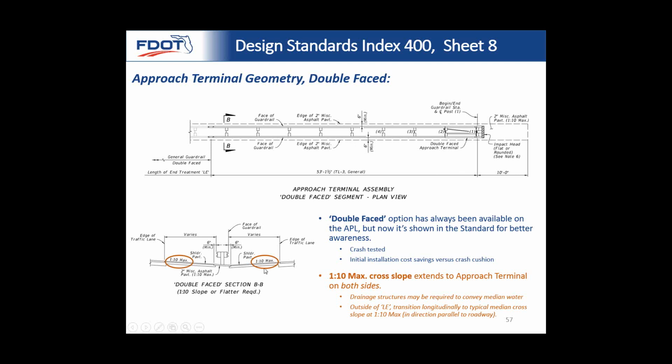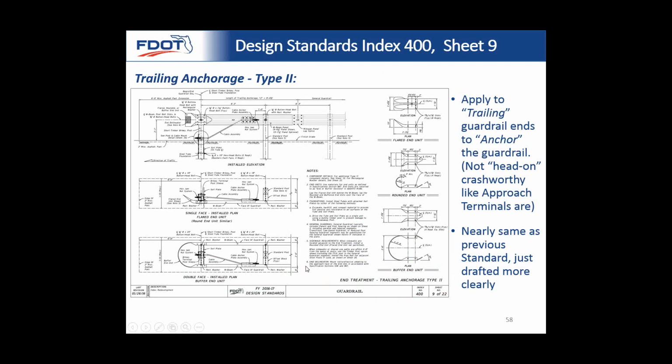Something that's new is regardless of whether you're on a median or not, you need 1 to 10 approaches on both sides because that's how it's crash tested. And to make that happen, you may not be able to have some steeper median slopes for drainage. You may have to have level terrain here and run your drainage right through it using pipes, or you might have to do a little bit of a design there. But the idea is you need to design roadways around how guardrail will function safely and not just fit guardrail in after the fact. It needs to be planned for.